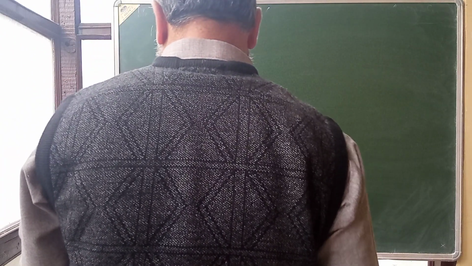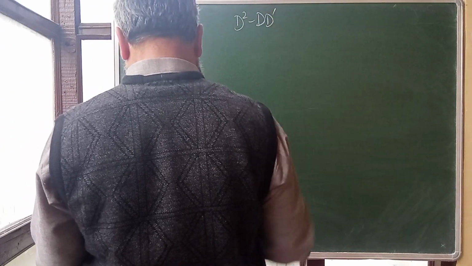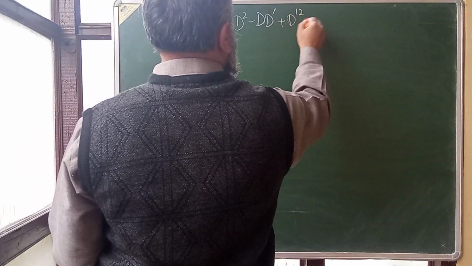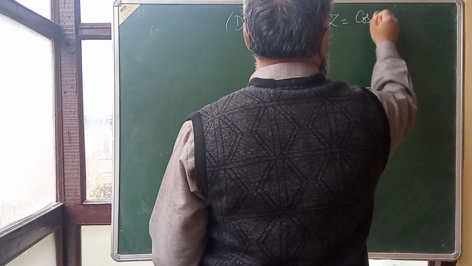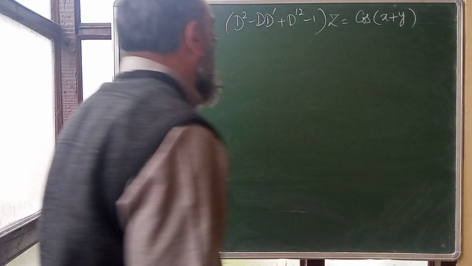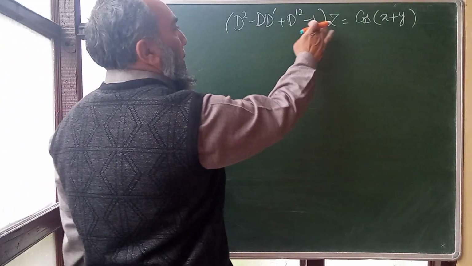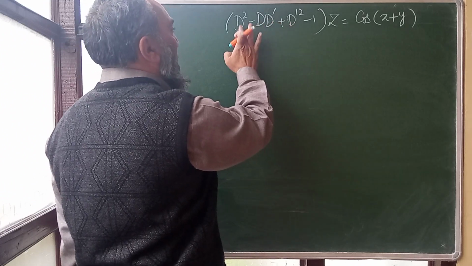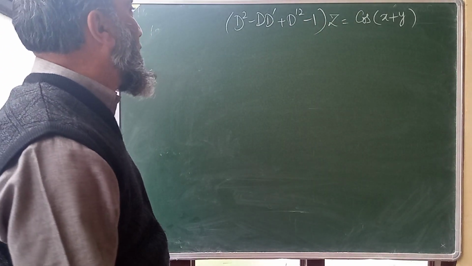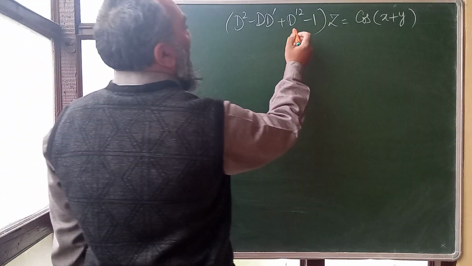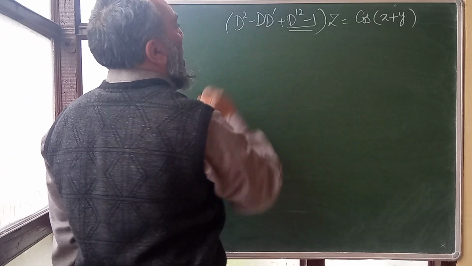Let me have, say, (D² − DD′ + D′² − 1)... operating on z equals cos of x plus y. See, this is a non-homogeneous partial differential equation. There is no homogeneity. This part is homogeneous, this is D², DD′, order is two, but then the other terms have no uniform order. So this is non-homogeneous.